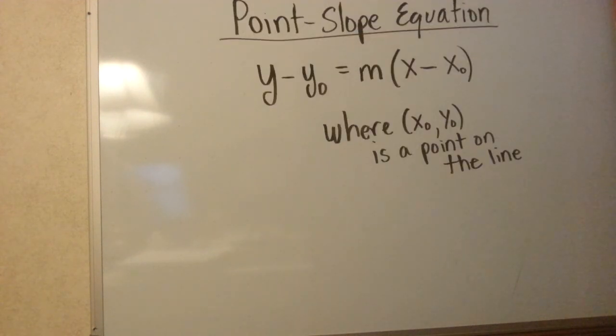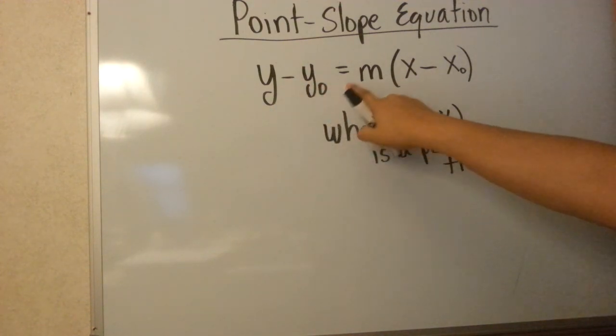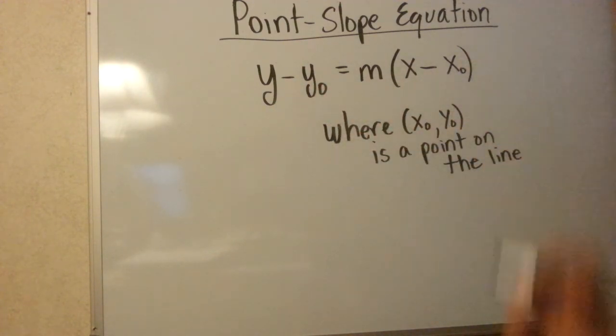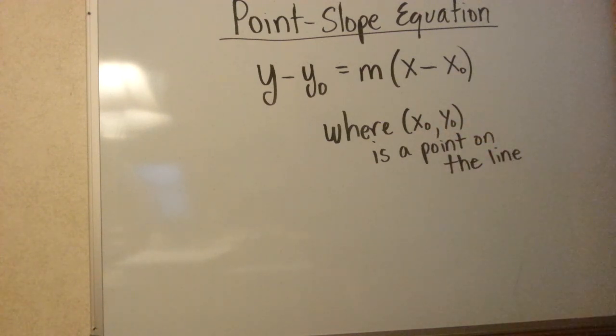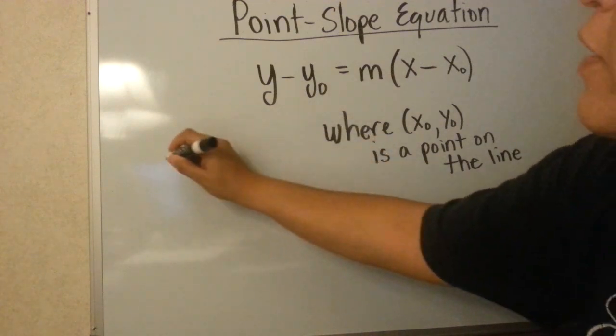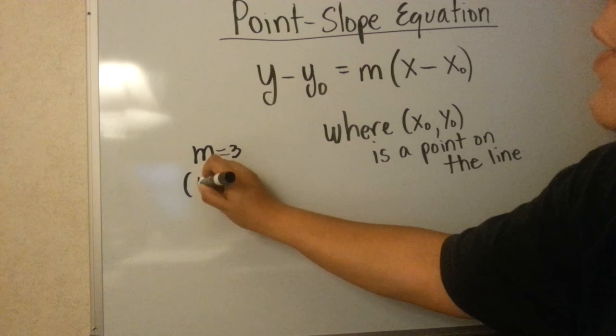Alright, another way of writing the equation is using the point-slope equation. And that's y minus y naught equals m times x minus x naught. And x naught, y naught is just a point on the line, and that's a point that they would give to you. So let's go ahead and work out an example. So let's say you want the equation of a line that has a slope of 3 and goes through point 5, 3.